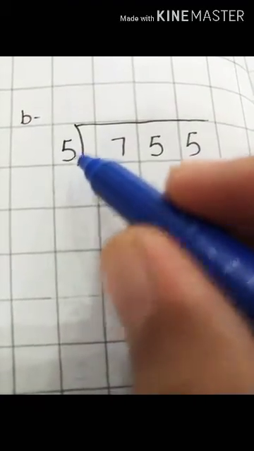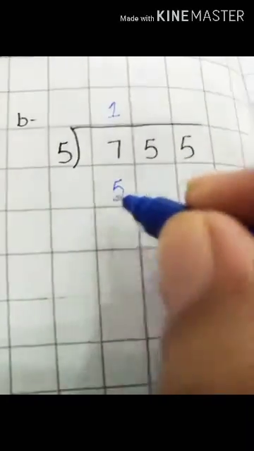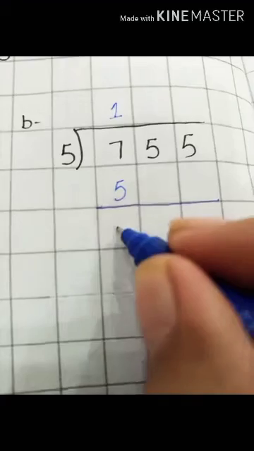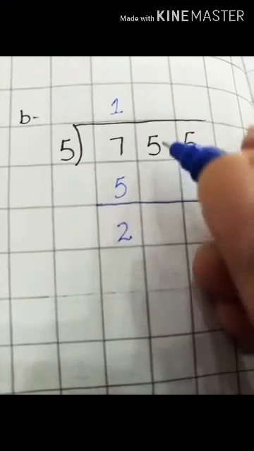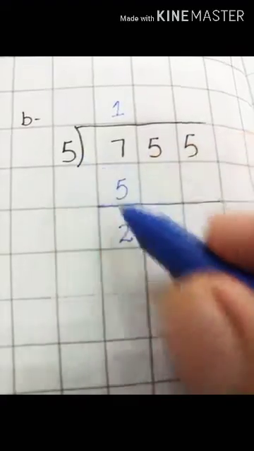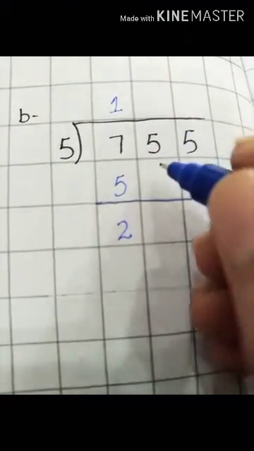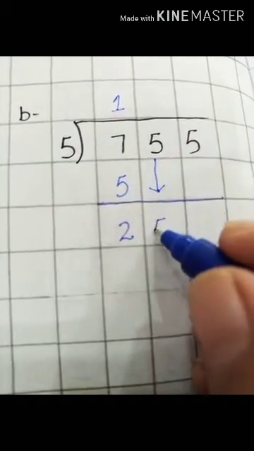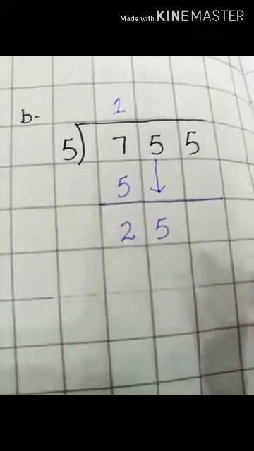Look at this, students. 755 is being divided by the number 5. 5 ones are 5. So students, in the next step, 7 minus 5 is 2. So here I am writing my 2. So students, this 2 is not divisible by 5 because this one is smaller. So I will have to bring this 5 down here, and this will become the number 25.